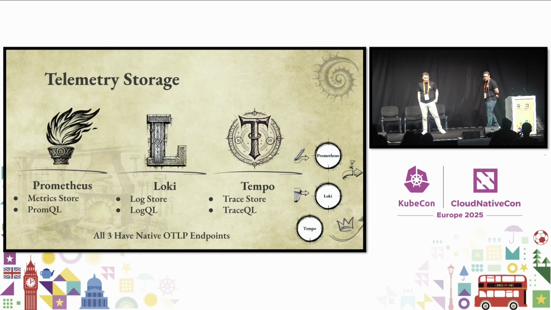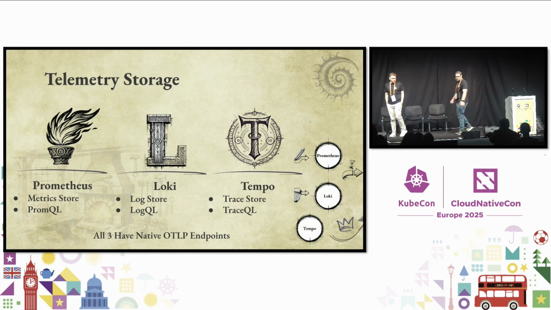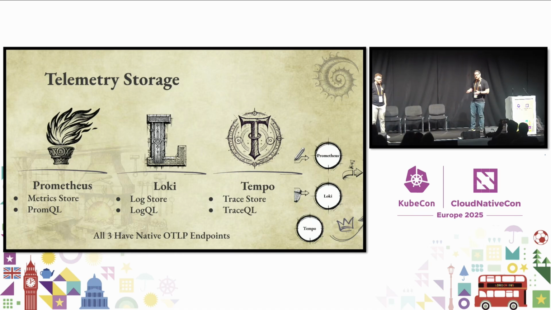Cool. And then the next part of that architecture that you saw was our telemetry storage. And again, like I said, we're using Prometheus, Loki, and Tempo for this. Now, each of these is for a particular component of those telemetry data.